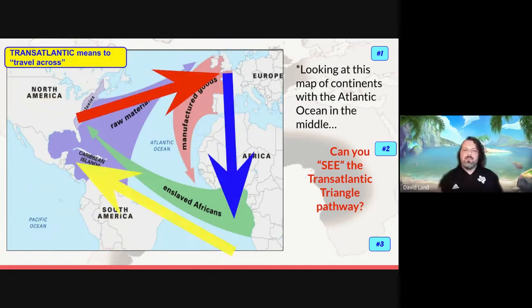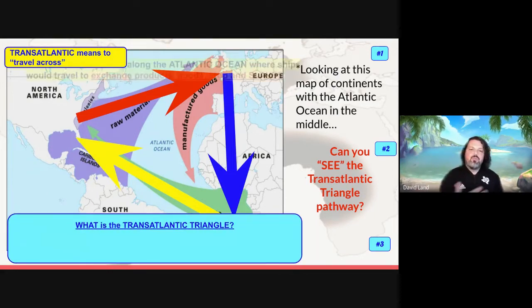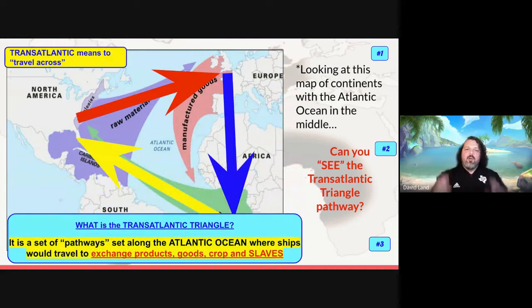Now, it doesn't mean it was a literal triangle in the water, but it meant that the triangle was a path for ships to sail along as they would exchange products, goods, crops, which are grown in the ground, and slaves. These ships would travel along this triangle. That's what we mean when we say across the ocean triangle.